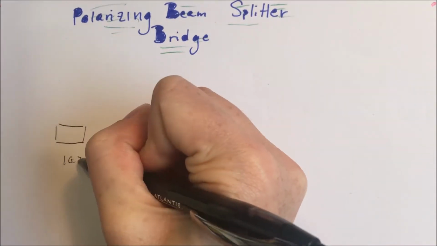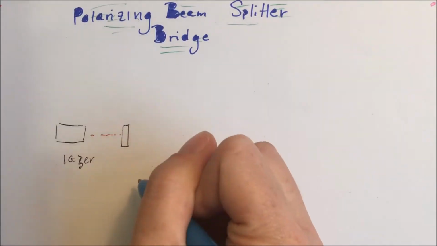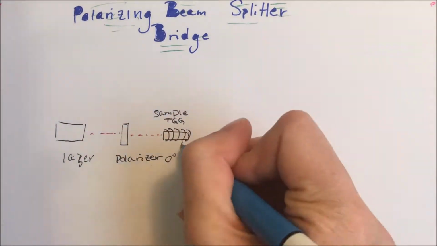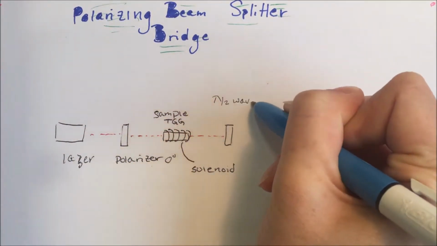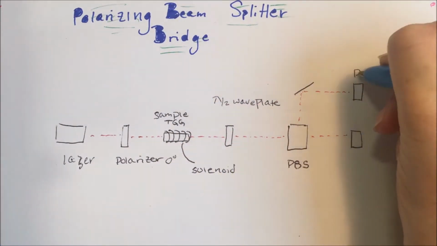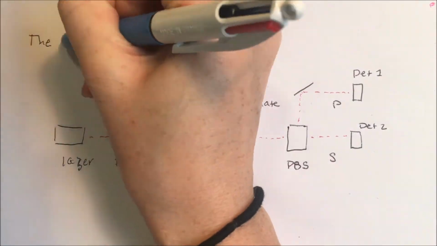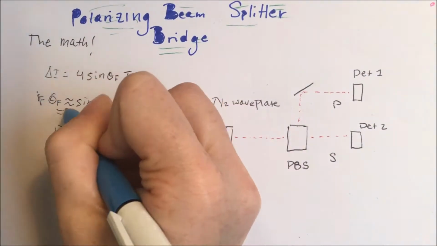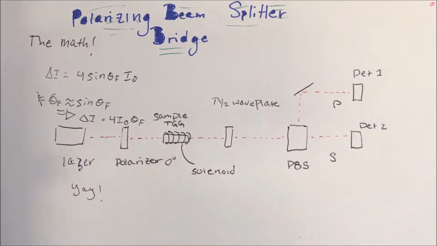The optical setup for the PBS bridge is as follows. A sample of magneto-optical material is placed in a solenoid, which can cause a known rotation of polarization. This is so the results can be sanity checked after the measurement. The difference of the intensity on the two detectors can be determined using Jones matrices, and it can be found that the rotation angle is proportional to the difference of intensity on the bridge over the initial intensity.